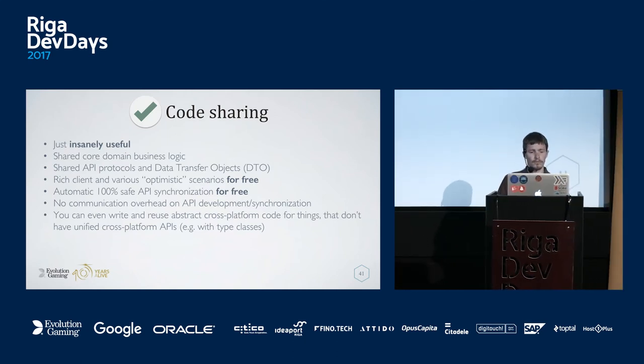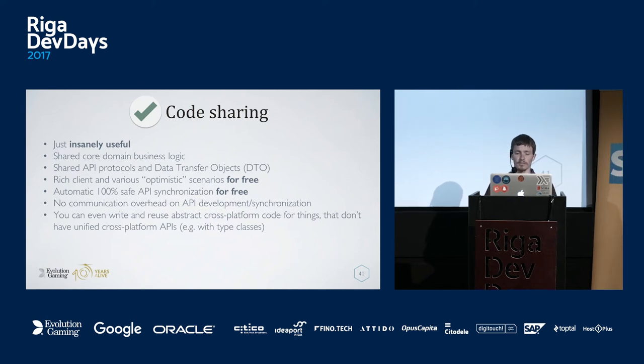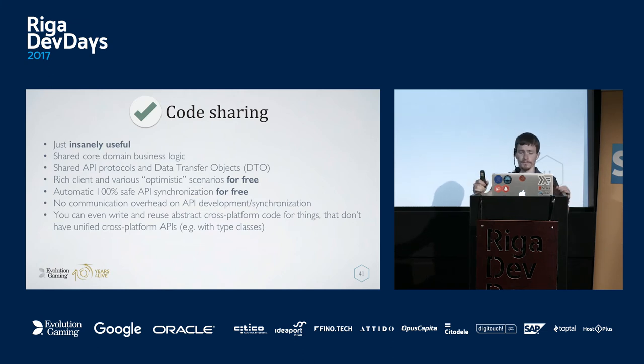I'll take a brief overview of what it really gives. Basically, it solves lots of problems for free. You can share the main business logic, and this will give you various optimistic scenarios for free. You can do optimistic updates on your front end, and you will be sure that it is done according to the business logic you've defined, because it is the same code. You can also share API protocols and data transfer objects, for example, and you will get API synchronization for free. Until your API is synced, your project won't even compile, because it is just the same code.